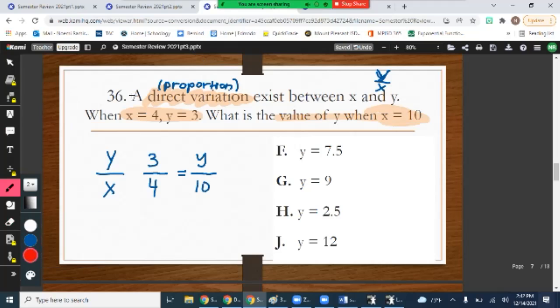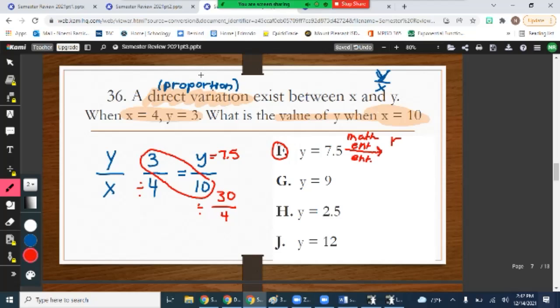How do you solve this? Cross multiply. So 3 times 10 is? And what do I do with the last number? Divide. Divide by 4. What do you get? 7.5. And there's your answer. But let's pretend that your answers are in fraction form. How do you change that to a fraction? And what is this as a fraction? 15 over 2, just in case, just in case. You can never be too careful.